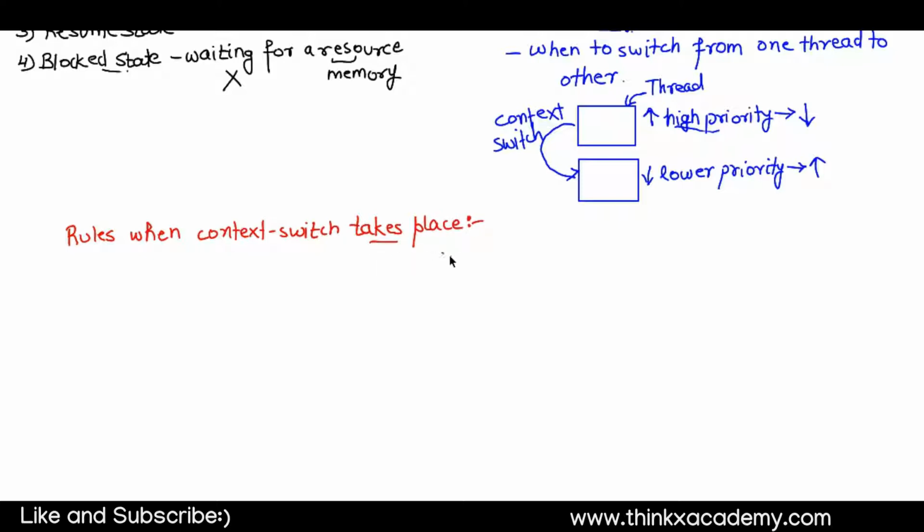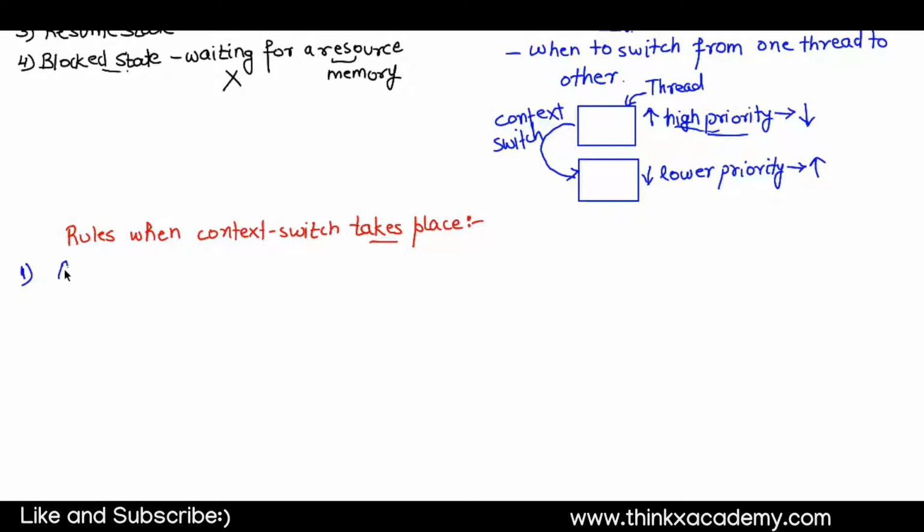So basically this means that we want to know when a context switch should take place. There should be some rules that define this switching, and we know how to switch from one context to another by making use of priorities. Okay, so the first rule in context switching is that a thread can voluntarily relinquish control.